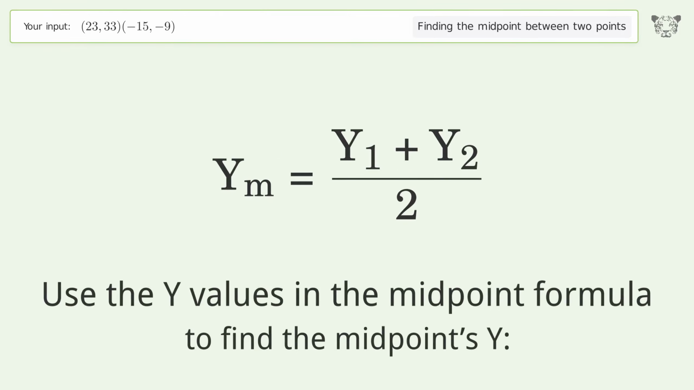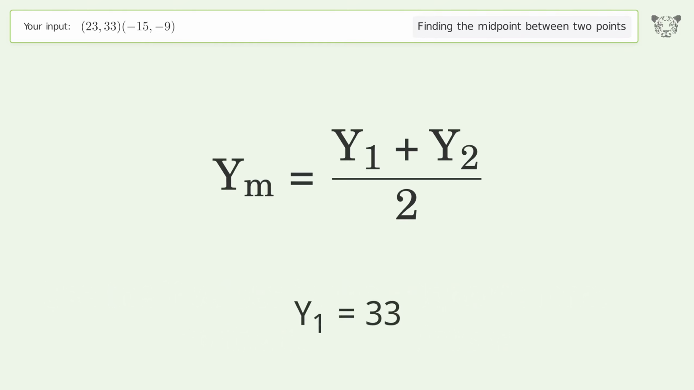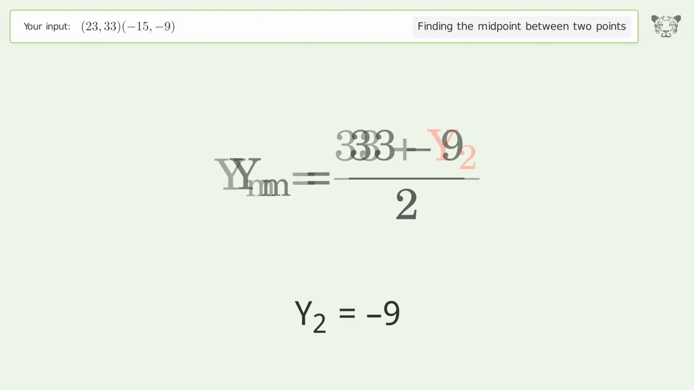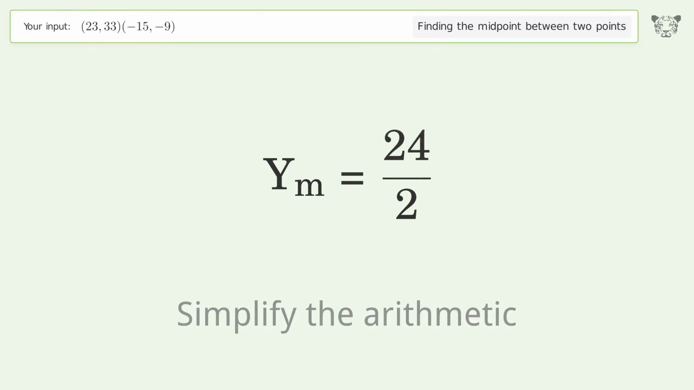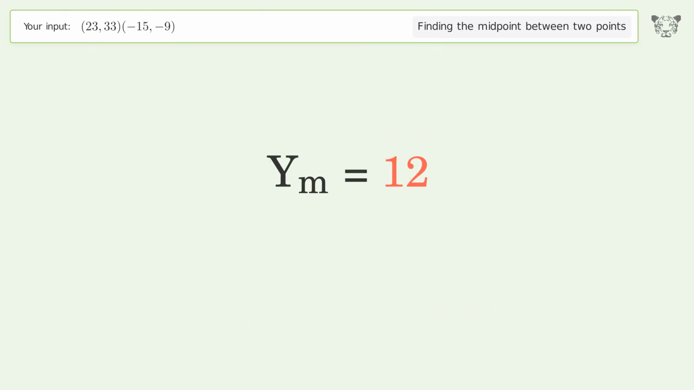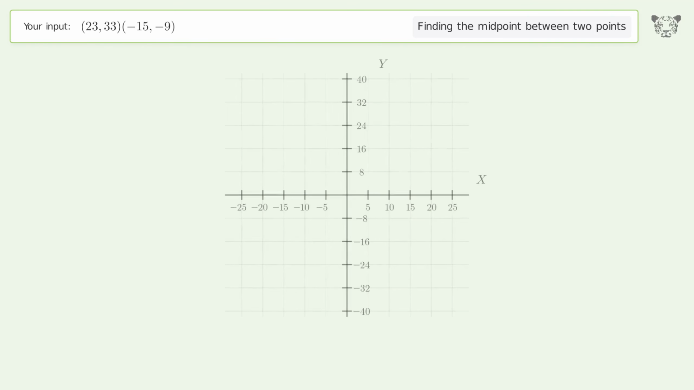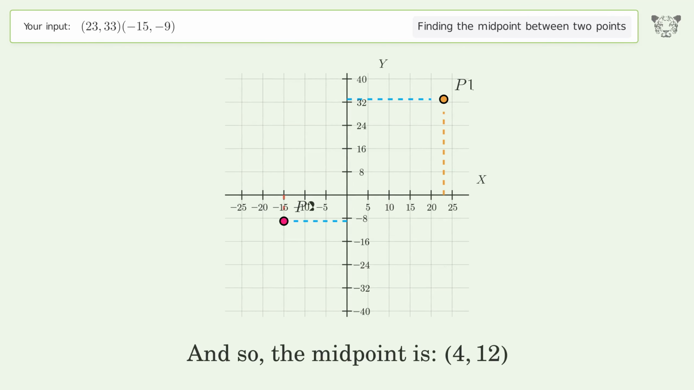Use the y values in the midpoint formula to find the midpoint's y. y1 equals 33. y2 equals negative 9. Simplify the arithmetic. And so, the midpoint is 4, 12.